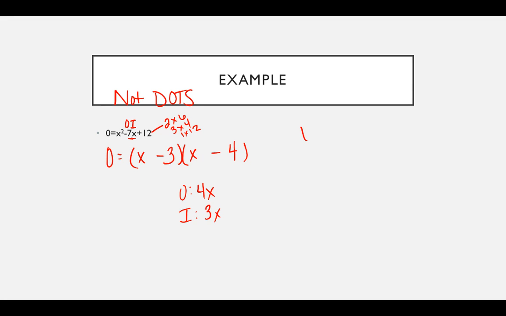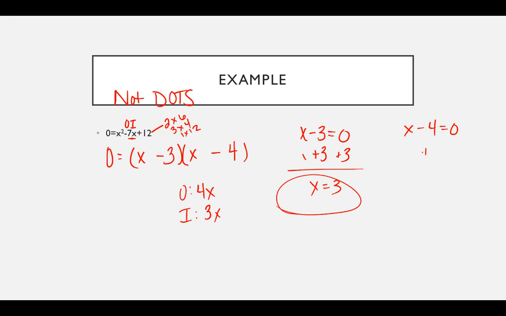So we've got x minus 3 equals 0. X minus 4 equals 0. Over here, add the 3. We get x equals 3. Over here, add the 4. We get x equals 4.